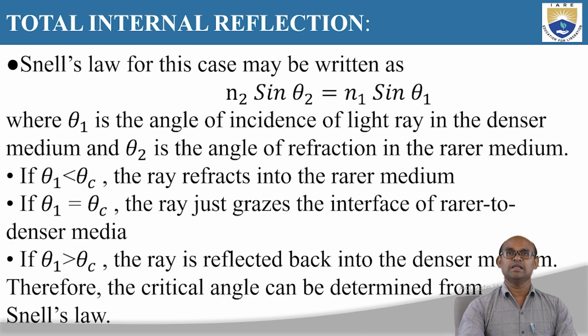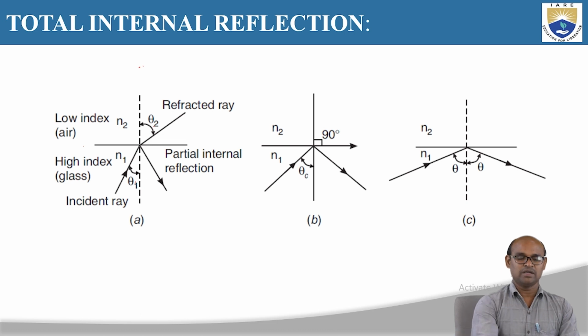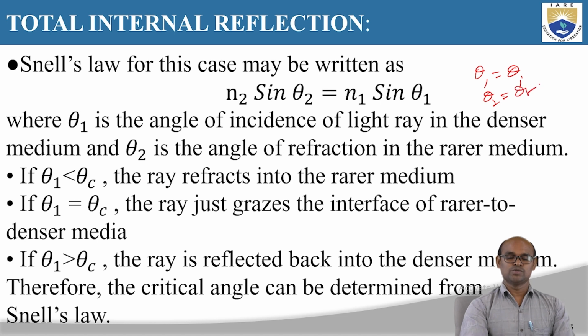To calculate this critical angle, we are going to use Snell's law for this medium. If we apply Snell's law, n2 sine theta 2 is equal to n1 sine theta 1. Theta 1 is nothing but theta I here, and we have defined theta 2 as theta r, the angle of refraction. So using Snell's law for refraction, n2 sine theta 2 is equal to n1 sine theta 1, where theta 1 is the angle of incidence and theta 2 is the angle of refraction.